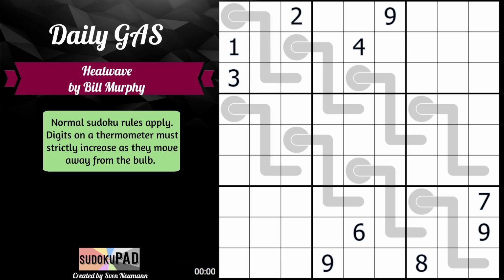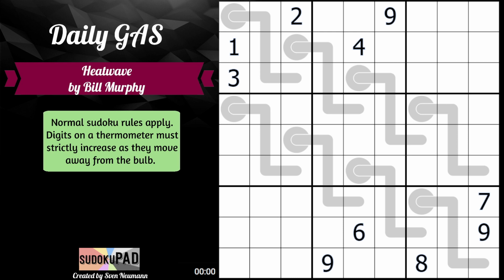Let's take a look at the rules. Normal Sudoku rules apply. Digits on a thermometer must strictly increase as they move away from the bulb. That's it. Normal Sudoku, with normal thermo rules. So let's just jump right into it.